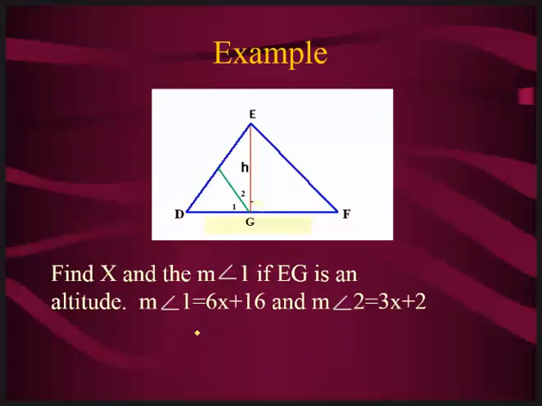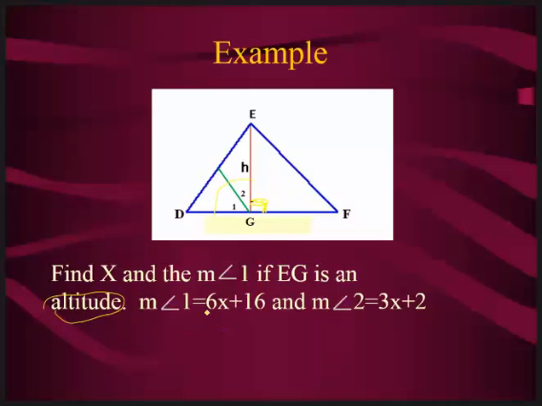So here's an example. It says find x and the measure of angle 1 if EG is an altitude. Okay, so I have to think, what does that mean to be an altitude? That means it's coming in at a 90-degree angle here. It might not be drawn in, but the fact that it called it an altitude tells you that that's a 90-degree angle. So I know now that angle 1 and 2 together make 90 degrees.